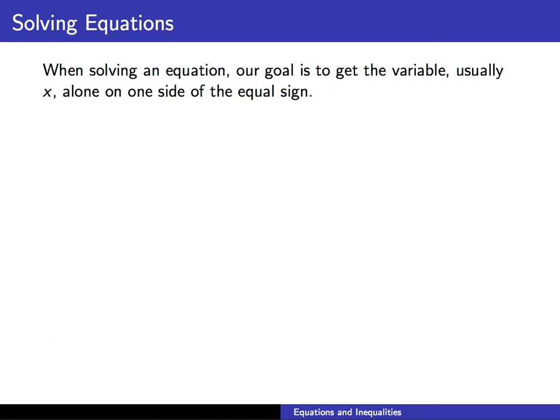So when solving an equation, our goal is to get the variable, usually x, but it could really be any letter, or even a symbol, could be a happy face. We want to get that variable alone on one side of the equal sign. So we want x or y or whatever variable we're using equal to a number. And to do this, we use reverse order of operations.